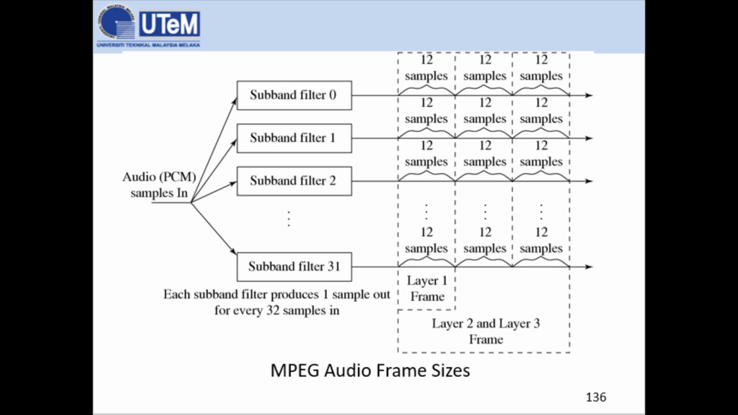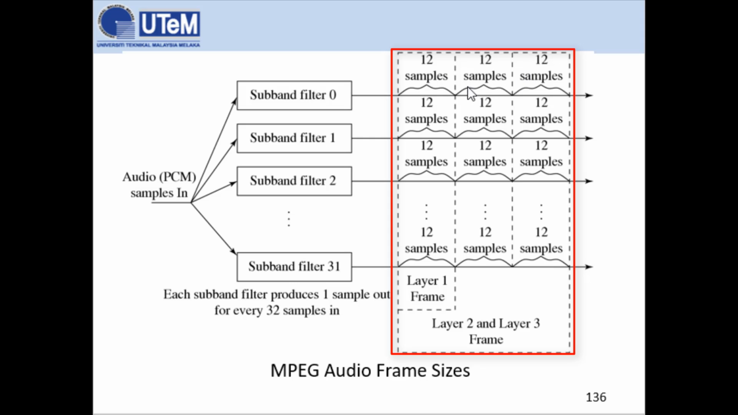But if the audio is encoded with the layer 2 or layer 3 encoder, more samples are accumulated for each frame, because like we said earlier, we need more samples to apply the temporal masking. So for layer 2 and layer 3, each frame has 3 groups of 12 samples. So for each subband there are 36 samples accumulated. Thus at the end, for one frame of layer 2 and layer 3 encoder, there would be a total of 1152 samples, because we have 36 samples for each subband and we have 32 subbands in total.